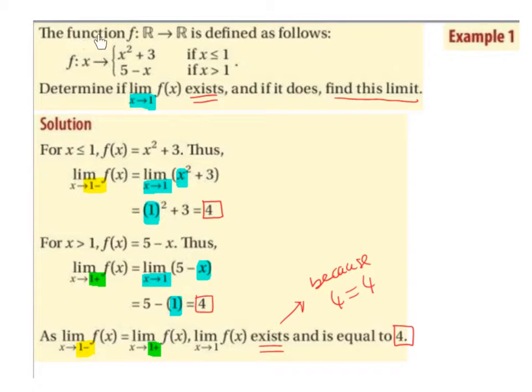The function f from R to R is defined as follows. f(x) maps to x squared plus 3 if x is less than or equal to 1, and 5 minus x if x is greater than 1. Determine if the limit of f(x) as x approaches 1 exists, and if it does, find this limit.